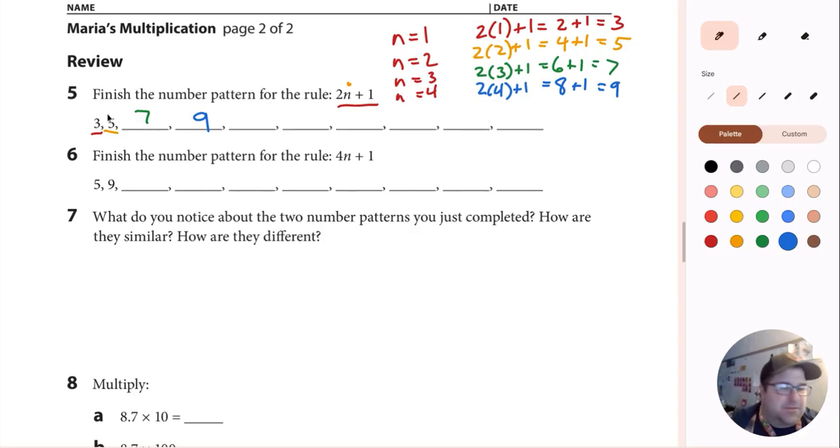Now, you might notice, do you see a pattern here? Are we just adding 2 each time? Once we started at 3, then we're just adding 2 each time, right? That's the idea there. And then the same is true for number 6. This time we're using this formula, 4n plus 1. And again, what if n equals 1? What if n equals 2? What if n equals 3? What if n equals 4? And technically, you have to solve all the way to what if n equals 10.